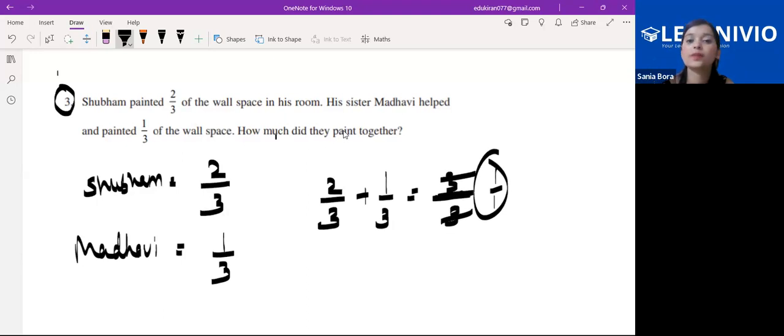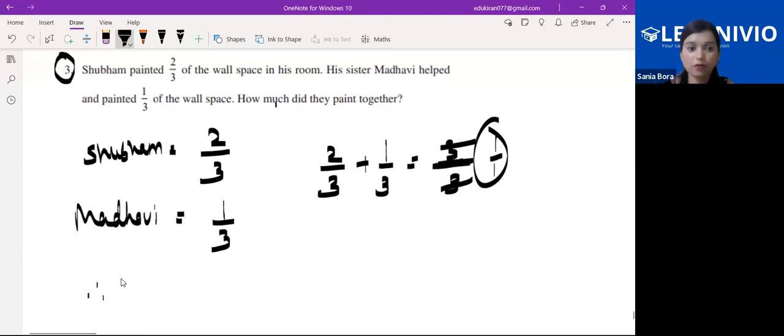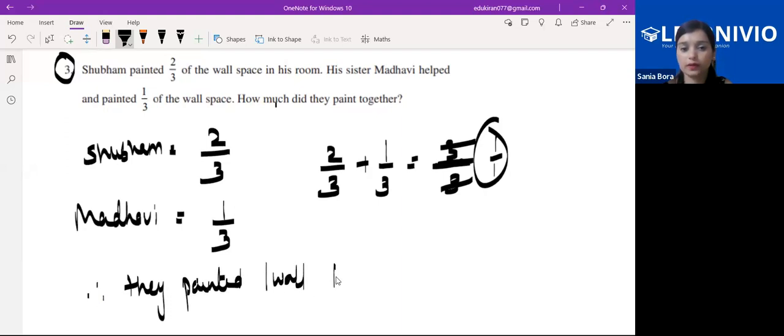Right? So how much did they paint together? They painted 1. They are not given any unit, so therefore they painted a complete wall. 1 means a complete wall. So how would you write it? I already told you in the previous class, these 3 dots mean therefore. They painted 1 wall together. I hope everybody is fine with this and nobody has any doubt. You understand? Yes, ma'am. Okay, now one more question I'll give you.